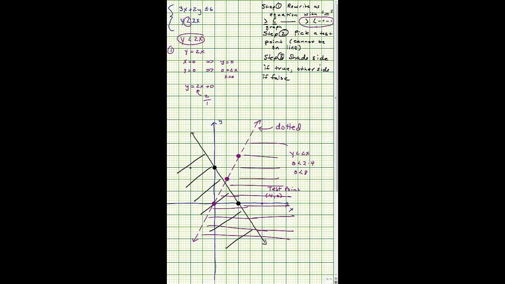So I've got my first equation in black and my second equation in purple. What makes both of these true is what solves the system of linear inequalities. So that means this bit right here is the solution to this system of equations: 3x plus 2y is less than or equal to 6, and y is less than 2x.